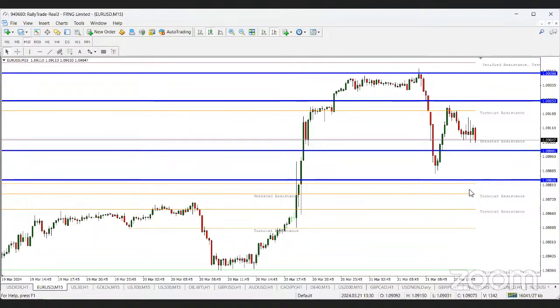Right now, I can buy from 1.09250, and look out for 15 pips also. Look out for 10 to 15 pips. If I'm buying from 1.09250, I look out for around 15 pips of a push up. Okay. Let's look at USD JPY.